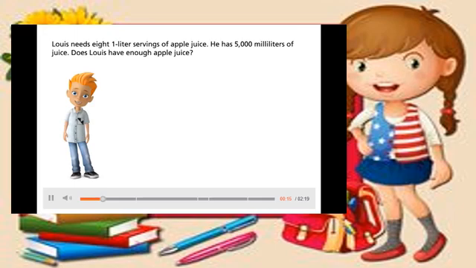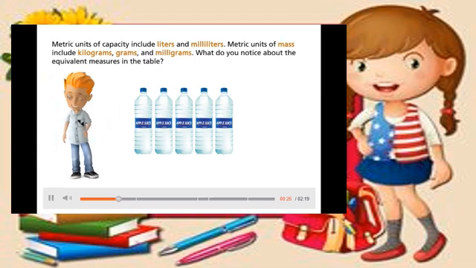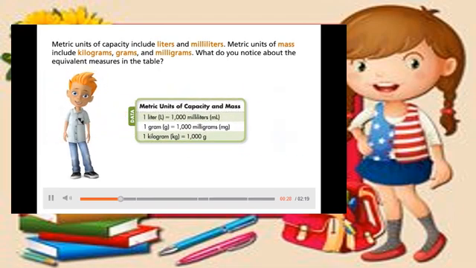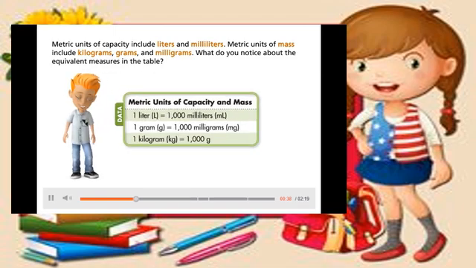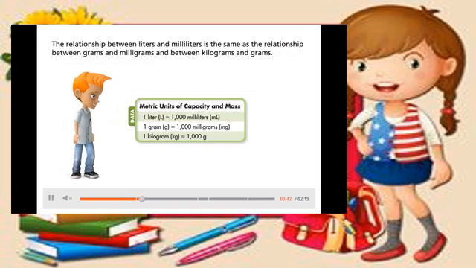Louis needs 8 1-liter servings of apple juice. He has 5,000 milliliters of juice. Does Louis have enough apple juice? Metric units of capacity include liters and milliliters. Metric units of mass include kilograms, grams, and milligrams. What do you notice about the equivalent measures in the table? The relationship between liters and milliliters is the same as the relationship between grams and milligrams, and between kilograms and grams.